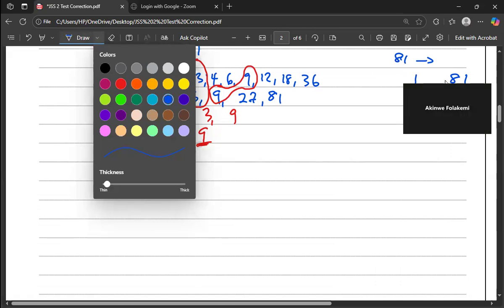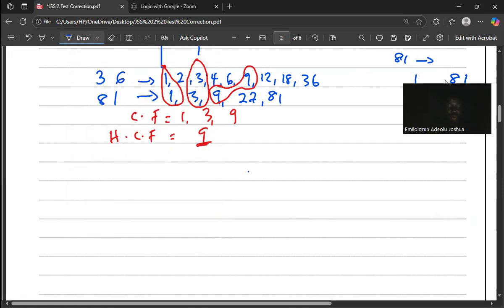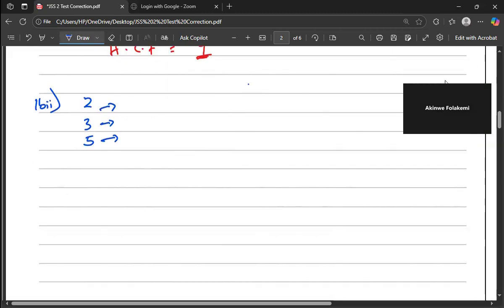Yes, sir. So find the first common multiple of 2, 3, and 5. The first common multiple of 2, 3, and 5. I'm in question 1b2. Now, we are not looking for factors. We are looking for multiples. Okay? So how do we do it?